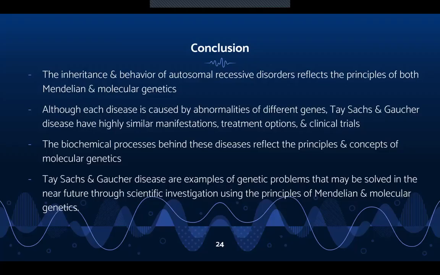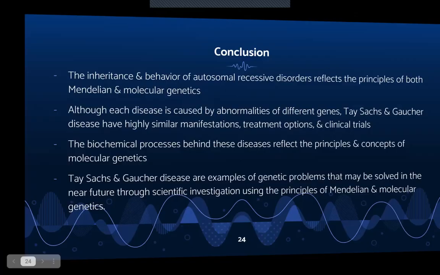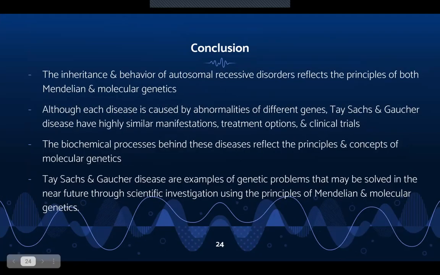The inheritance and behavior of autosomal recessive disorders reflects the principles of both Mendelian and molecular genetics. Although each disease is caused by abnormalities of different genes, Tay Sachs and Gaucher disease have highly similar manifestations, treatment options, and clinical trials going on. The biochemical processes behind these diseases reflect the principles and concepts of molecular genetics. Tay Sachs and Gaucher disease are examples of genetic problems that may be solved in the near future through scientific investigation using the principles of both Mendelian and molecular genetics.